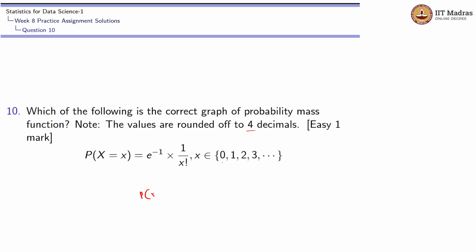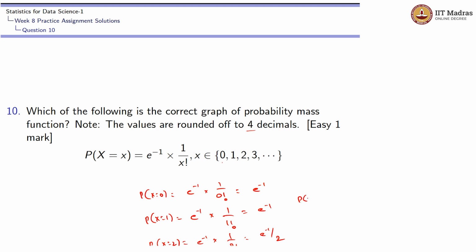P of x equals 0, if you substitute, should be e power minus 1 into 1 by 0 factorial, which is nothing but e power minus 1. And p of x equals 1 should be e power minus 1 into 1 by 1 factorial, which is nothing but e power minus 1, since 1 factorial is equal to 1. And p of x equals 2 would be e power minus 1 into 1 by 2 factorial, which is nothing but e power minus 1 by 2. And p of x equals 3 would be e power minus 1 into 1 by 3 factorial, which is nothing but e power minus 1 divided by 6.